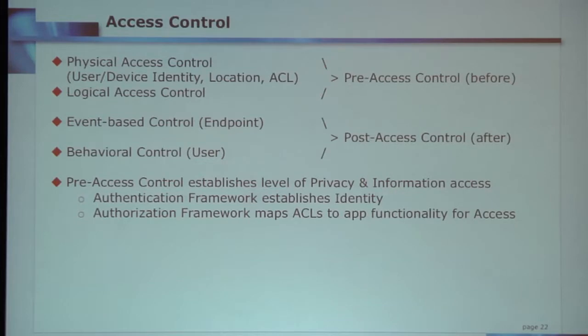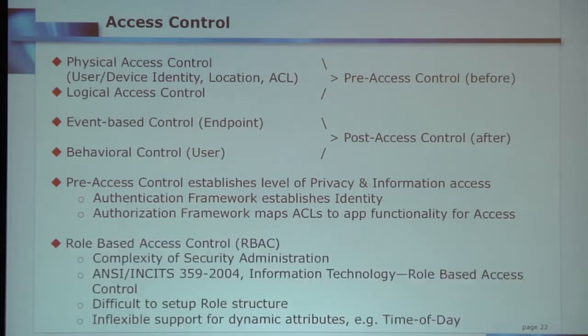So most people, if they actually think about access control, think about pre-access control, and don't think that much about post-access control. So pre-access control really establishes the level of privacy and information access. And here we deal with typically two frameworks: the authentication framework, which establishes the identity, and the authorization framework, which then deals mainly with the provisioning aspect, right, in the form of firewall rules and access control lists.